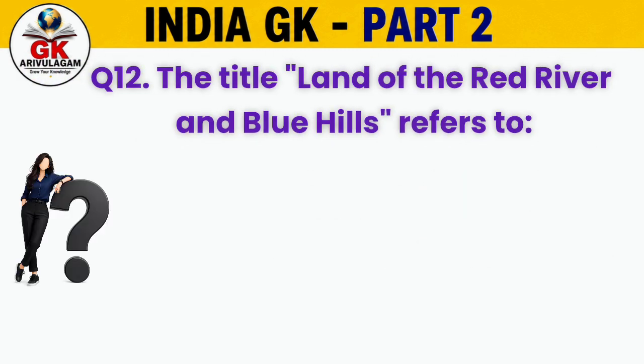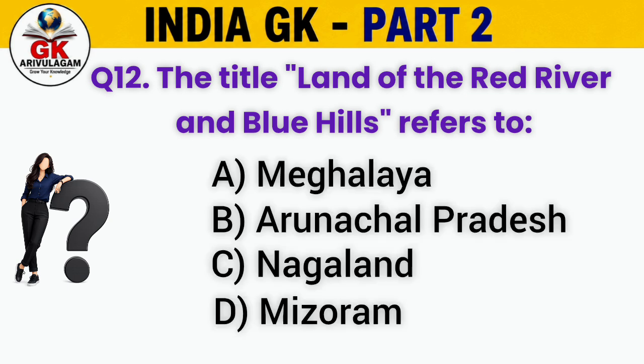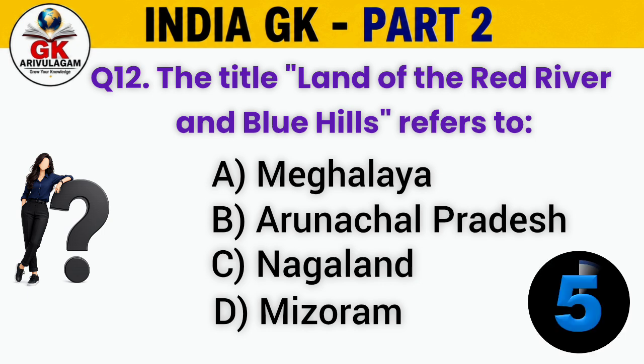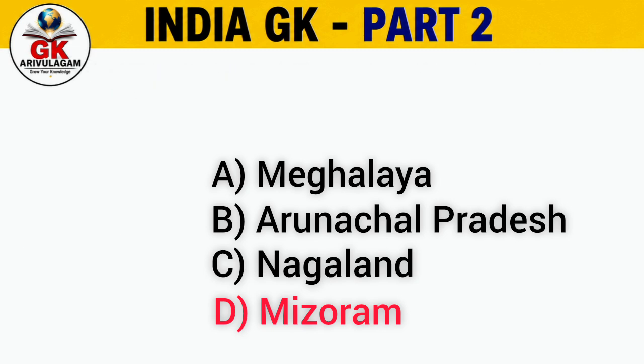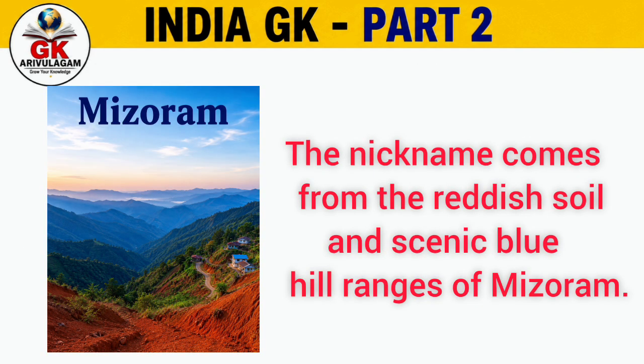The title Land of the Red River and Blue Hills refers to? Answer: Mizoram. The nickname comes from the reddish soil and scenic blue hill ranges of Mizoram.